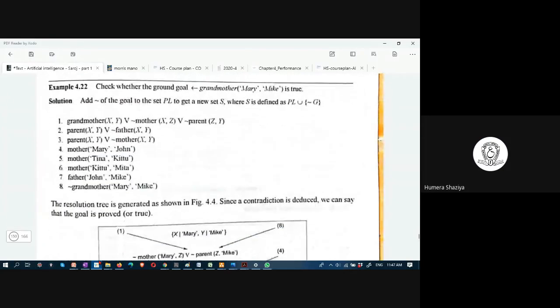Example, check whether the ground goal Mary is a grandmother of Mike is true. How can you prove this to be true? We are proving by contradiction. When we are proving by contradiction, there is a need to add not.